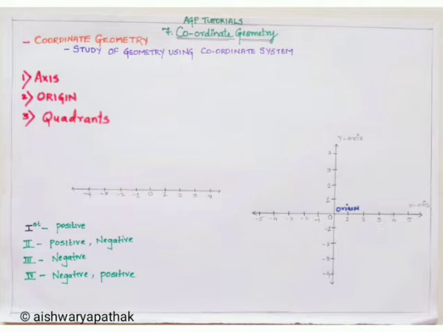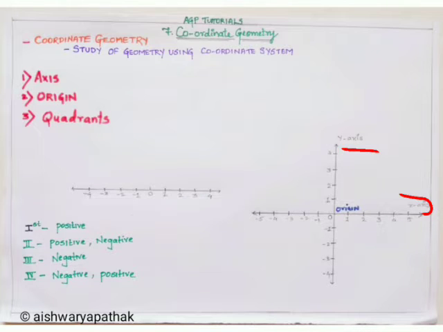Now next, what is an axis, students? I think you know very well what an axis is. Here it is the y-axis and here it is the x-axis. So the horizontal line is called the x-axis and the vertical line is called the y-axis.